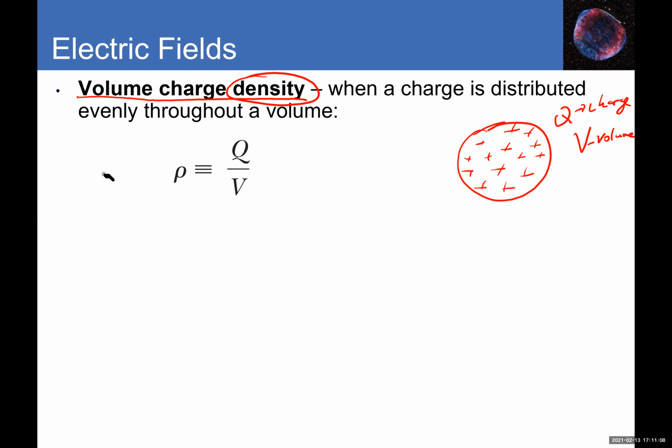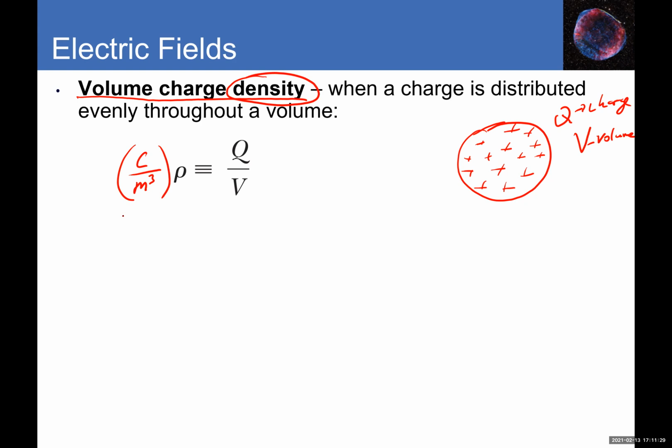Okay. So we have rho, which we use a lot in physics. In this particular chapter, rho is going to be the volume charge density. It has units of coulomb per cubic meter. So rho equals Q over V.